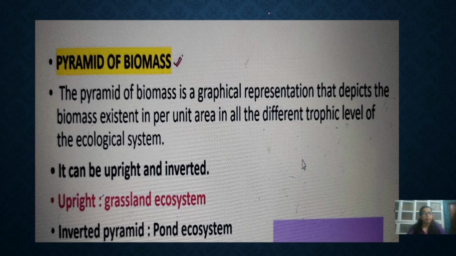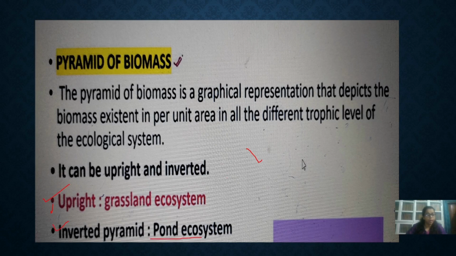It can be upright or it can be inverted, like the pyramid of number. In the case of the grassland ecosystem, it is always upright. This is also important. In the case of the grassland ecosystem it is upright, and in the case of the pond ecosystem it is inverted.